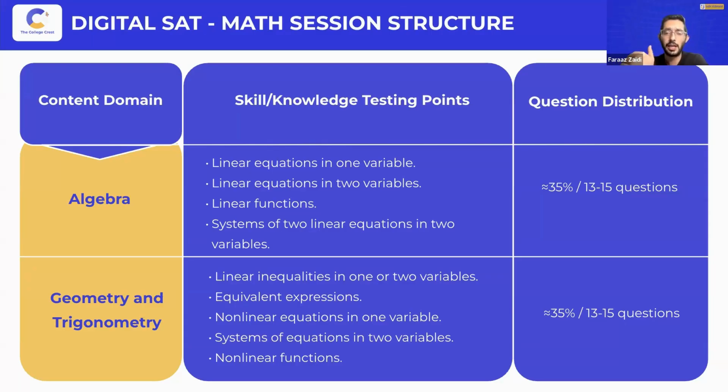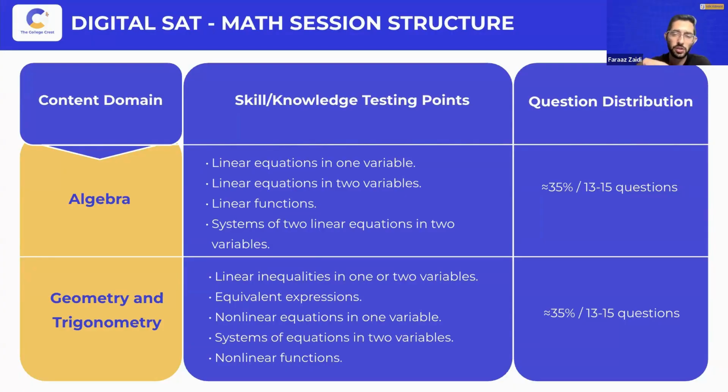Moving on to the next point, geometry and trigonometry. Again, this will take 13 to 15 questions, and you could expect the same kind of weightage, around 35%. You'd be tested on topics such as linear inequalities, equivalent expressions, non-linear equations, systems of equations, and trigonometry. All of these topics, again, are as important as algebra itself and very key for you to get the right kind of score. So dedicating extra practice time to both of these topics can really be beneficial.